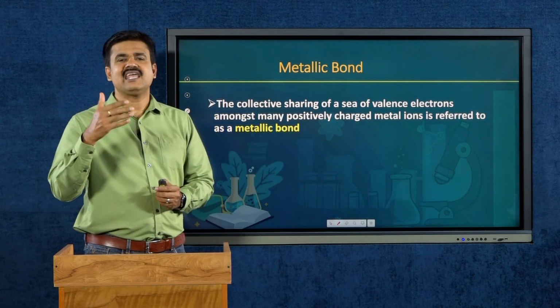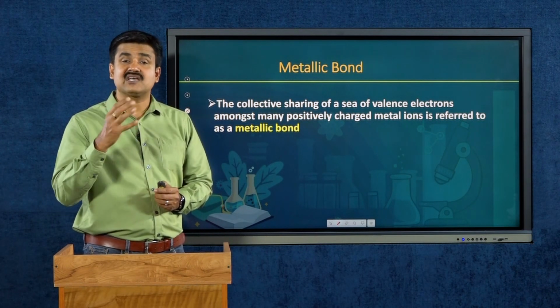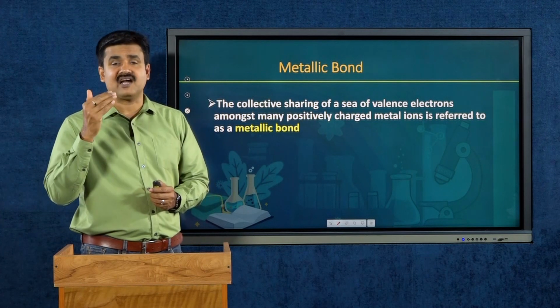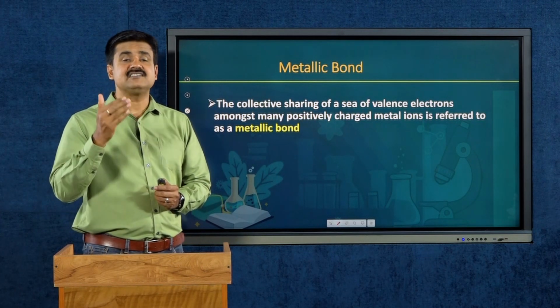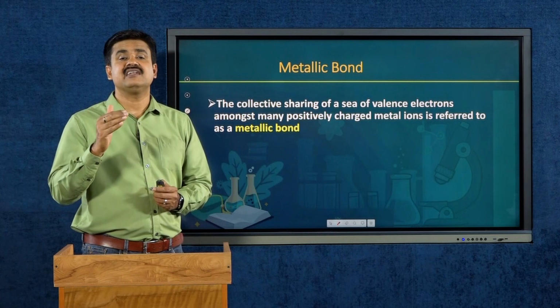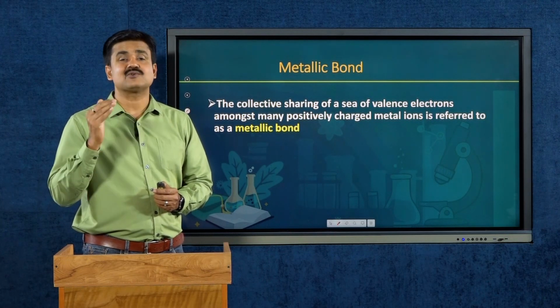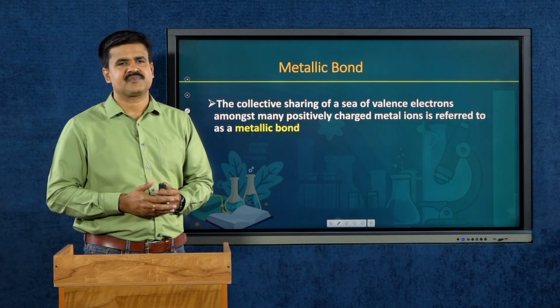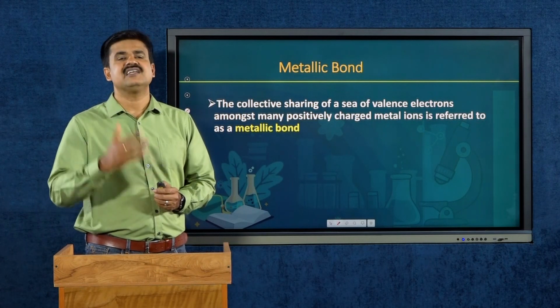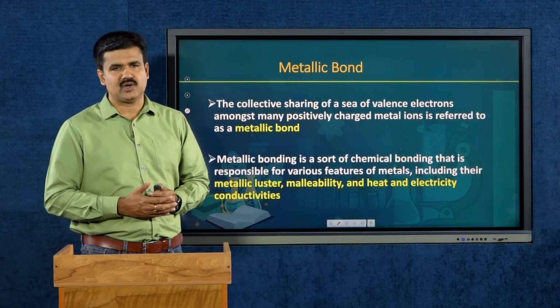So, in a metallic bond, there occurs an electrostatic force of attraction between the positively charged metal kernels and the negatively charged electrons of the electron sea. Such a kind of interaction is referred to as the metallic bond.